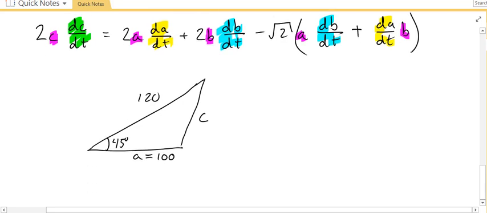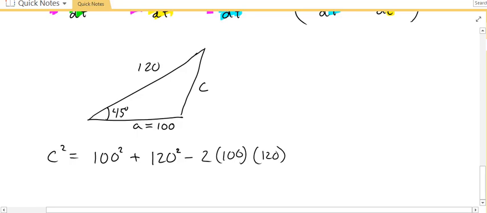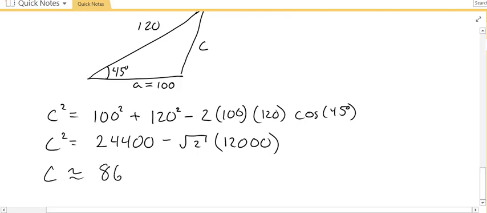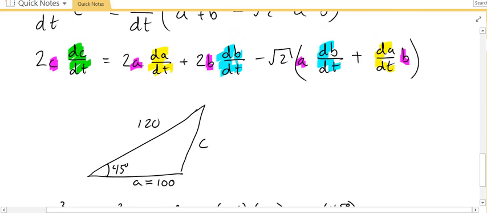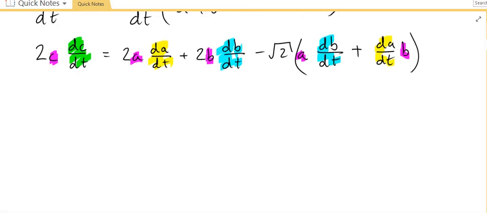Using the formula again, we have C squared will equal 100 squared plus 120 squared minus 2 times 100 times 120 times the cosine of 45 degrees. And if we wanted to approximate C from this, it would be about 86.2. So now we can take all this information and go back and plug it in and figure out our dc/dt that we wanted. And I'll use our approximation here for C as we go.